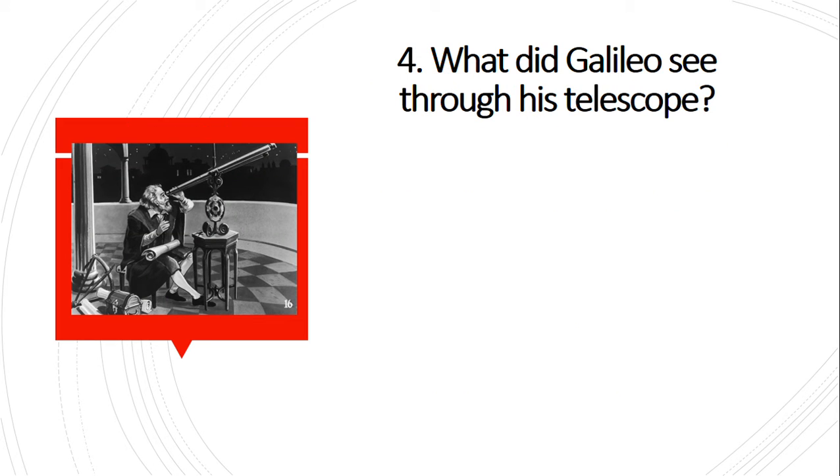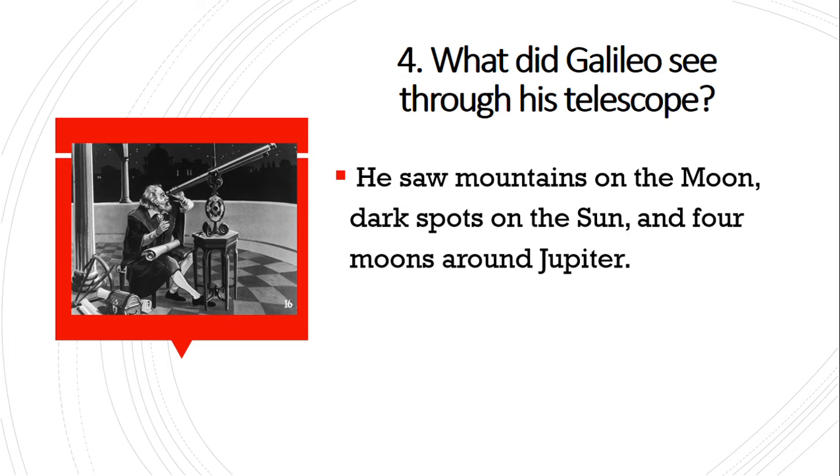Someone else that's going to run into some trouble here is Galileo. We talked about him back when we talked about the Renaissance, because a lot of this is happening during the later part of the Renaissance. What does he see through his telescope? Well, he sees a few things. Mountains on the moon, dark spots on the sun, and 4 moons around Jupiter.